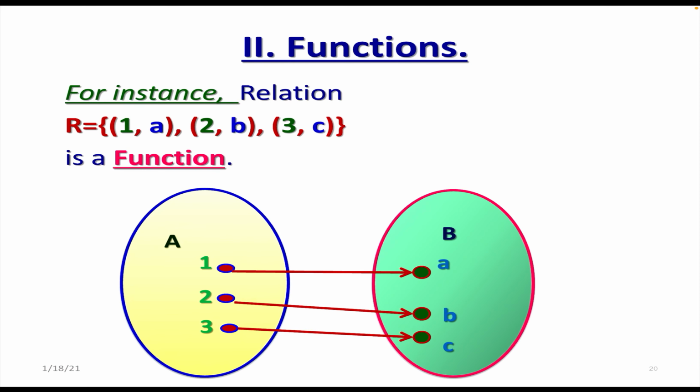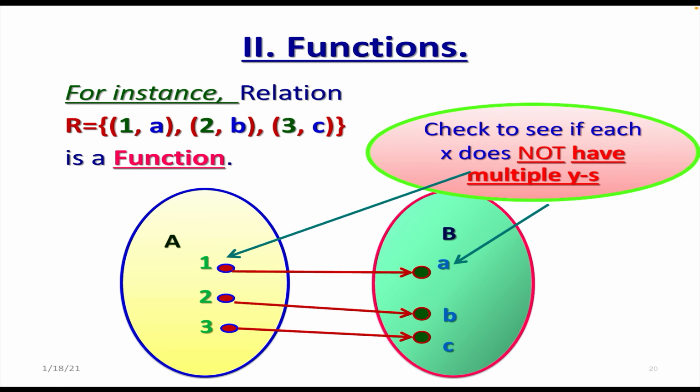For instance, say we have relation R containing the following ordered pairs: 1a, 2b, and 3c. So this relation is a function. Each element from the first set A has only one element, one image, from the codomain B. In order to make sure we really have a function, check to see if each x from the domain does not have multiple y's. In other words, we have to have only one arrow coming from each element of A.